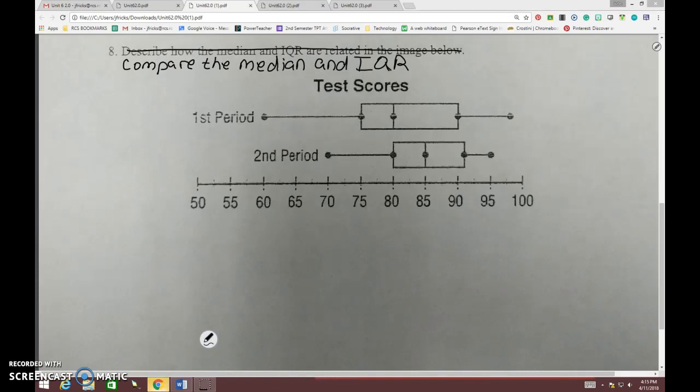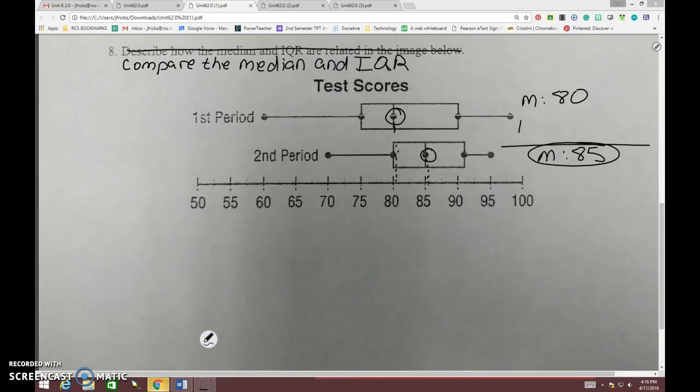So here it's very simple. The medians for first period, we'll start with first period. So the median for first period is going to be this number in the middle of your box. And if we follow that down, that's going to be located at 80. The median for second period, if we look in the middle of the box and follow that number down, it's going to be at 85. So which one is greater? You got it. Second period. So second period has the greater median, and it's greater by 5 points.